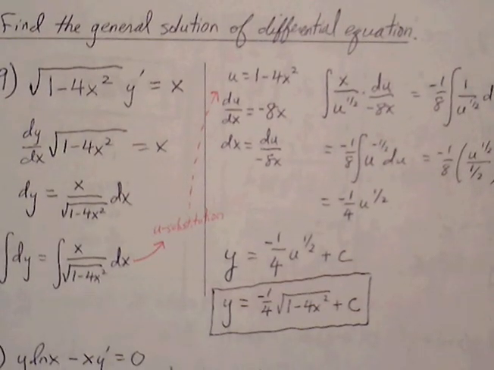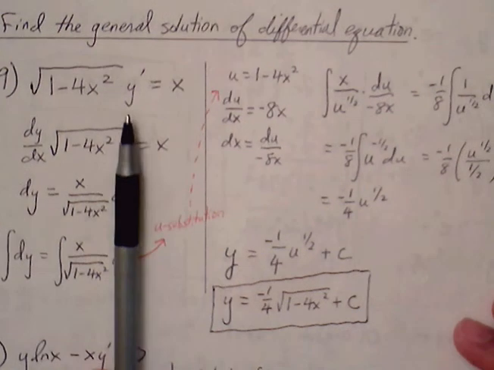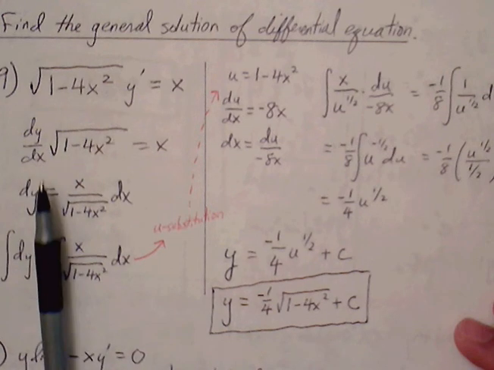We start off with the square root of 1 minus 4x squared times y prime is equal to x. And we can rewrite y prime in a different form. So let's rewrite y prime as dy over dx. I'm going to pull this in front. And now we're going to begin separating variables. So y is on the left, everything else on the right.